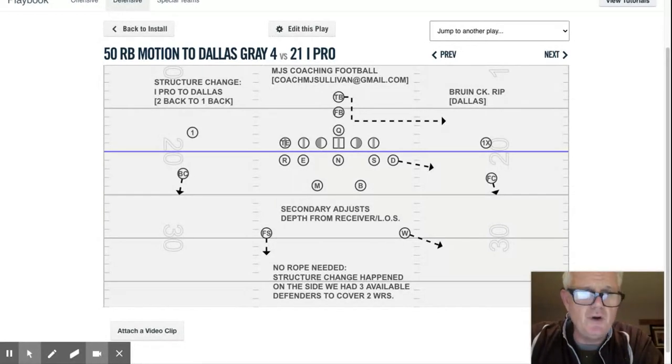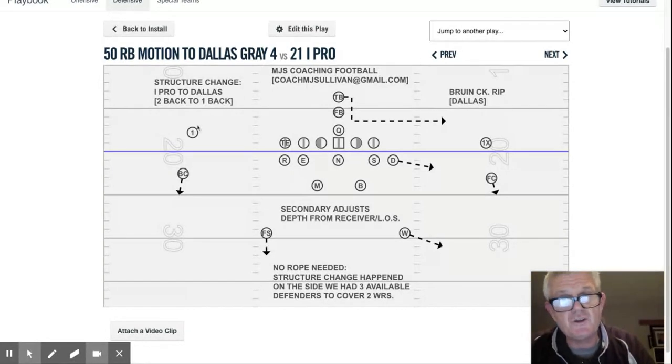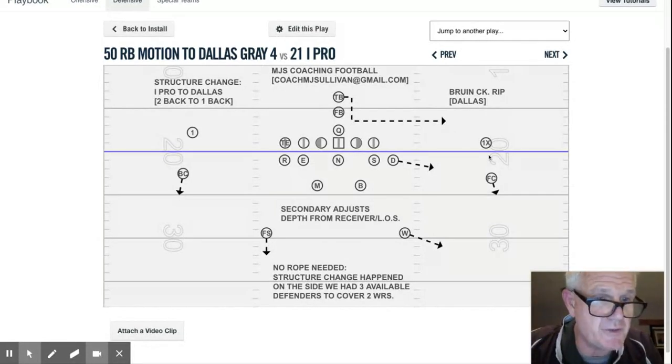Simply put, when we have a brewing, and in this particular case we're in 21 personnel, so two running backs, one tight end, they go from I-Pro to Dallas. It's going to be a check because in two back sets, the two receiver side is the Liz or Rip. Now, since it's one back, it's a structure change, the rules change. So now it goes to the two wide receivers, which in this case is a Rip. So we have to say check Rip.